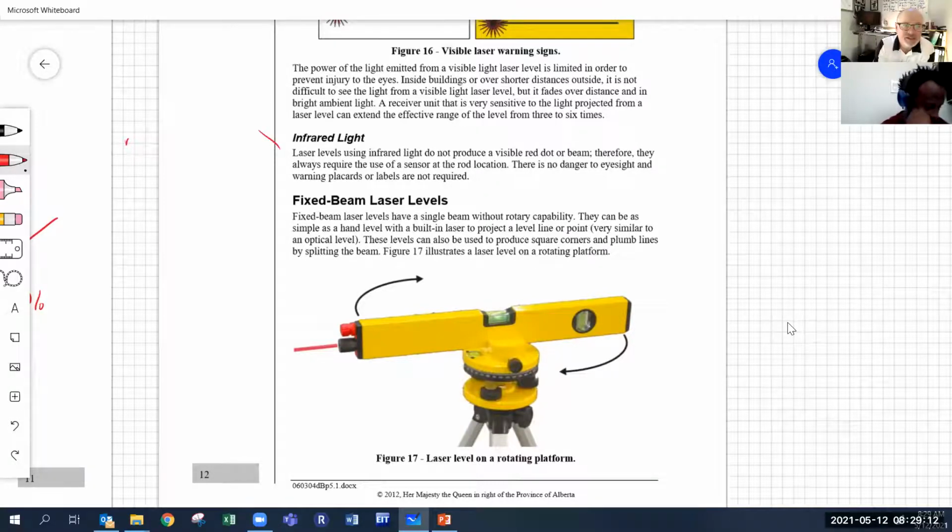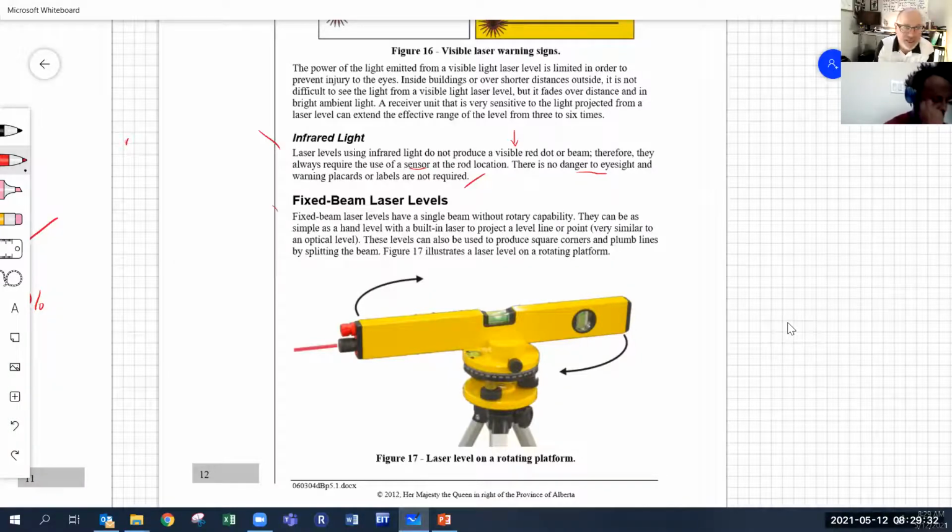Infrared light. So this does not produce a visible red beam. Therefore, it always requires the use of a sensor at the rod location. There is no danger to eyesight with these. And then you don't need warning placards or labels, right?